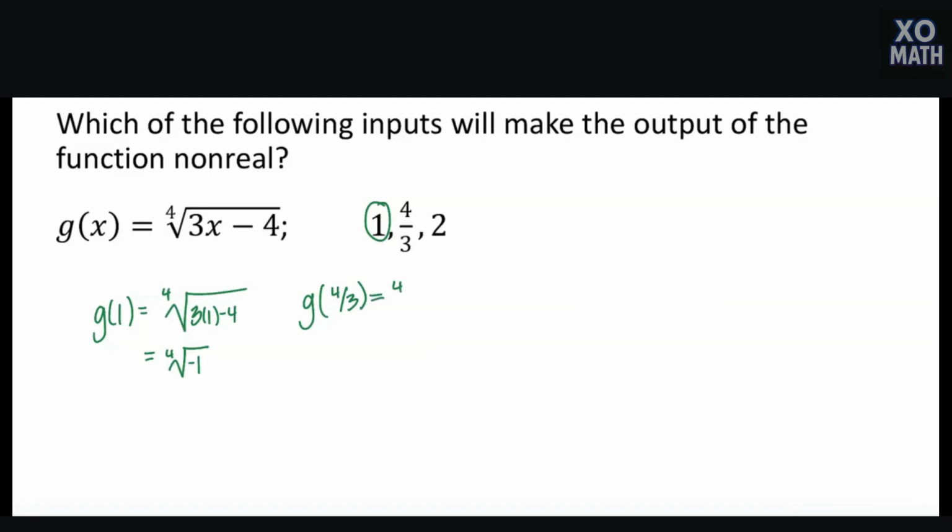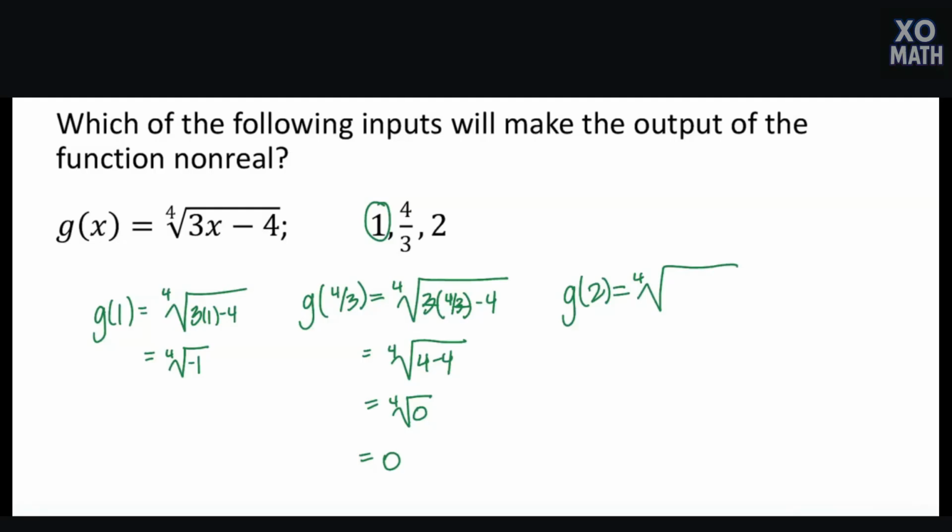If I check 4/3, the fourth root of 3 times 4/3 minus 4, the 3's cancel. I'm looking at the fourth root of 4 minus 4, or the fourth root of 0. Well, that's 0. No issues there. And finally, if I substitute in 2, the fourth root of 3 times 2 minus 4 is the fourth root of 6 minus 4, or the fourth root of 2. We did not create a negative under the radical.